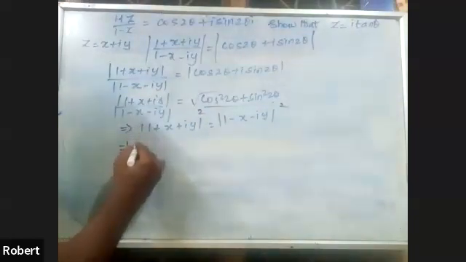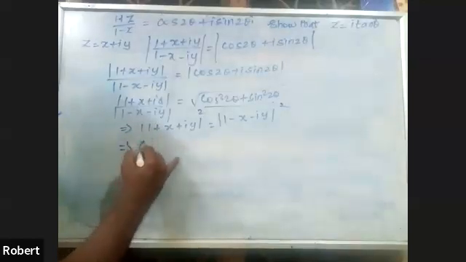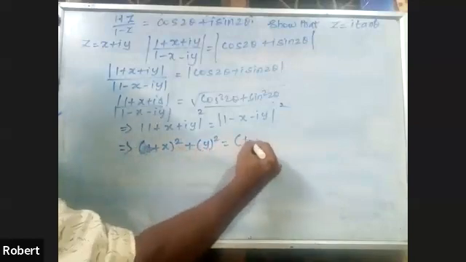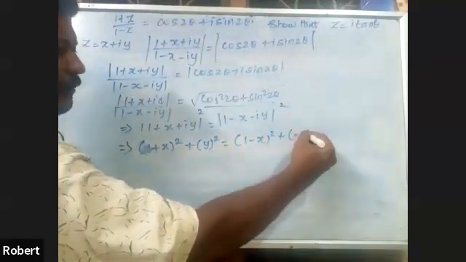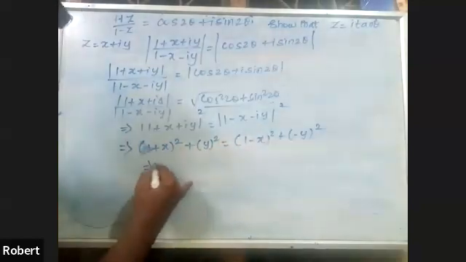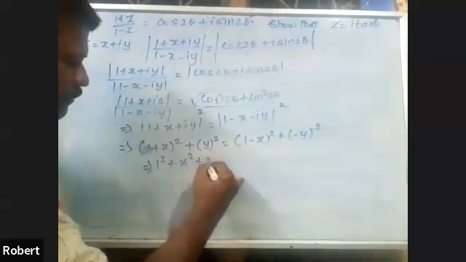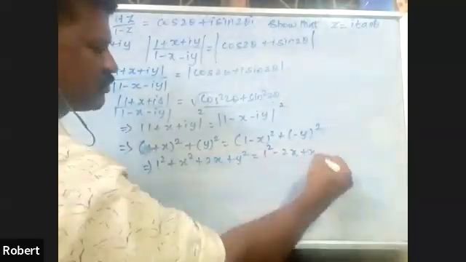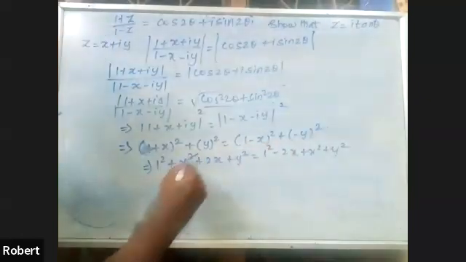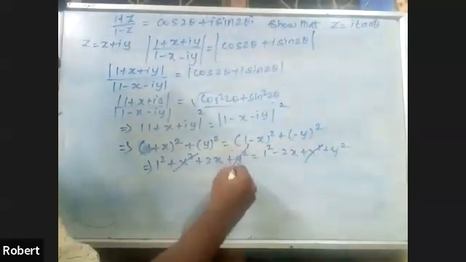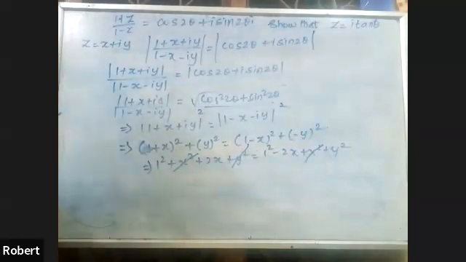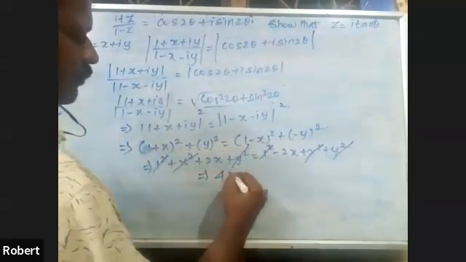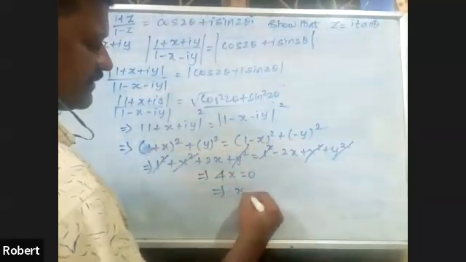Now 1 plus x, we can write a square. A is 1 plus x the whole square, your b is y square. 1 minus x the whole square plus minus y the whole square. We'll get 1 square plus x square plus 2x plus y square. 1 square minus 2x plus x square plus y square. இதெல்லாம் cancel ஆயிடும். x square x square, y square y square. Right? Next 1 square 1 square. We have 4x equals to 0, which means that x is equals to 0.